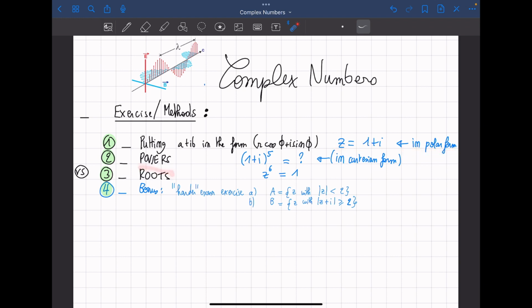Then the powers, putting the complex number to a power. So 1 plus i to the power of 5, for example, and I want the result in the Cartesian form. So the basic form where you see directly what is the real part and what is the imaginary part.